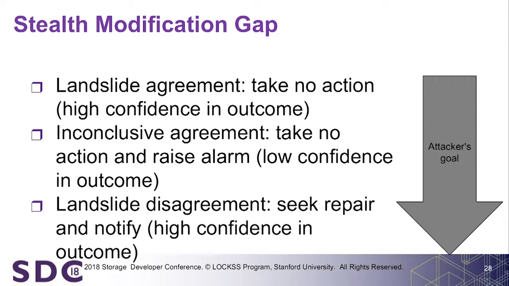And when you're the attacker, you want to cross this valley of confidence from high confidence on not taking action through low confidence and a state of alarm to high confidence in repairing, meaning altering your copy of the content, but you have high confidence in this. And so the attacker has to cross this gap in confidence, and the protocol is designed to make this very difficult without getting noticed.